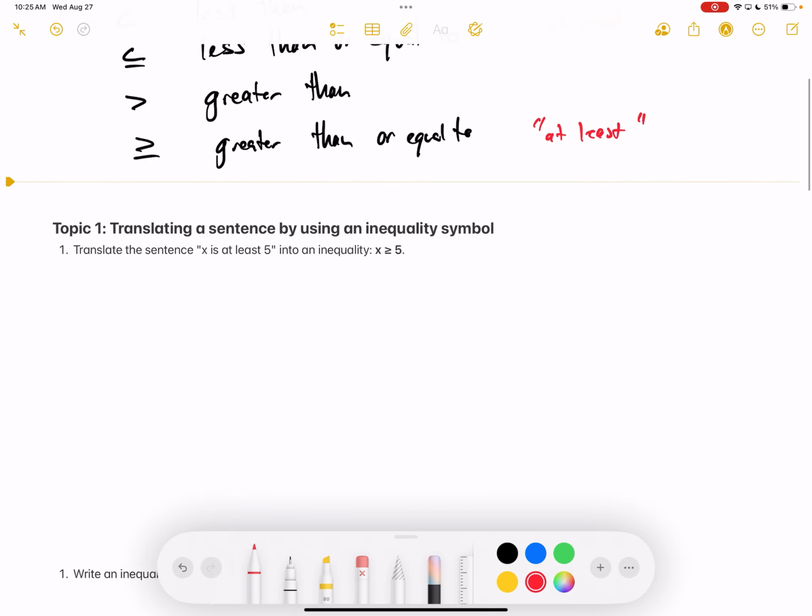All right, translate the sentence x is at least 5 into an inequality. So that's what I just said right there. So you have x is at least, so that's greater than or equal to 5. It's at least 5, or it could be more. Okay.